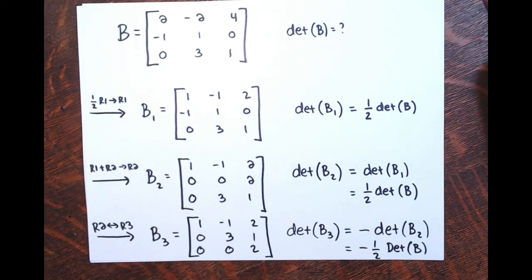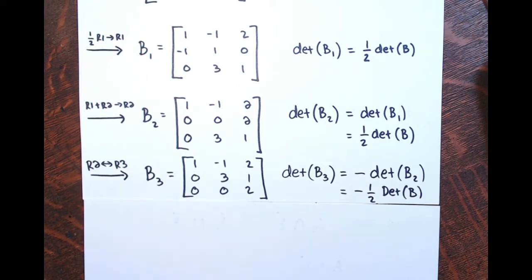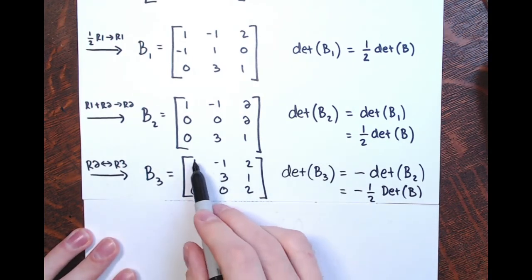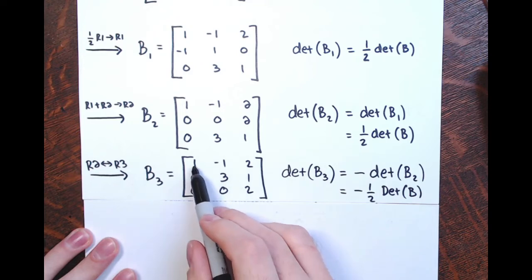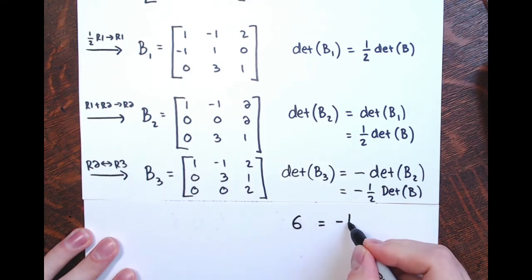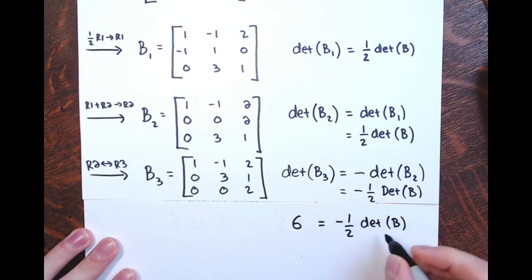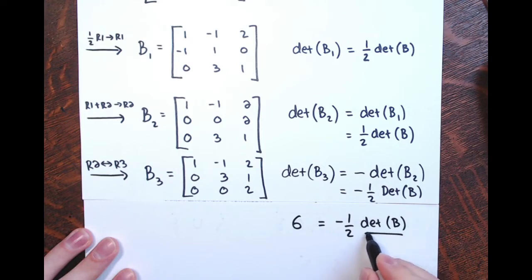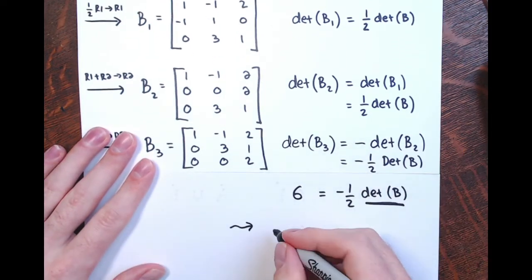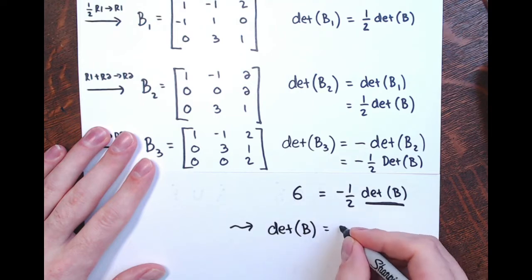Now this final matrix is upper triangular. So what is the determinant of B3? What is the determinant of this final matrix? It's 1 times 3 times 2, it's 6. So 6 is negative half times the determinant of B. Then we solve for the determinant of B. That would just be multiplying by negative 2. So the determinant of the original matrix must be negative 12.